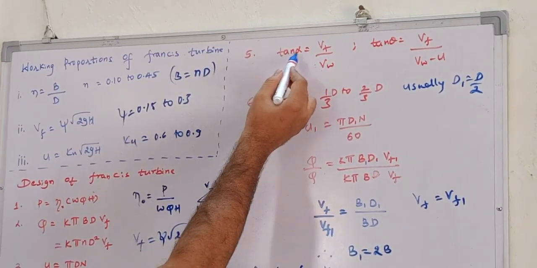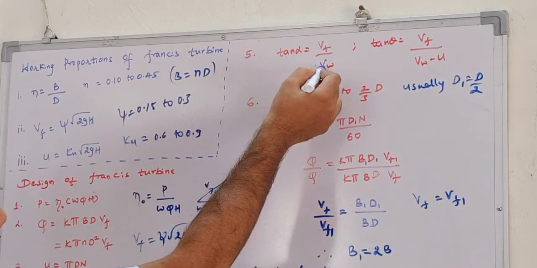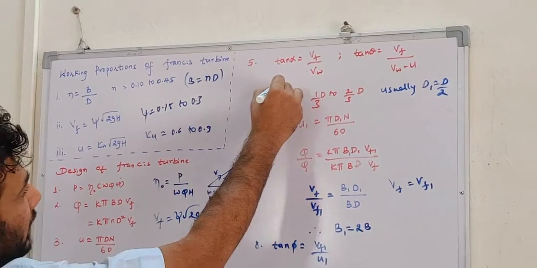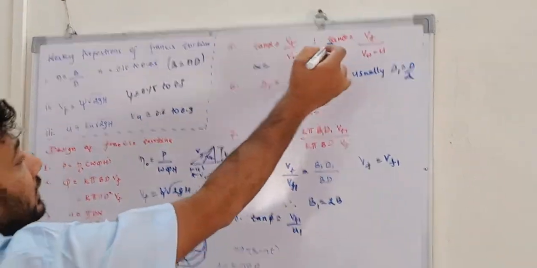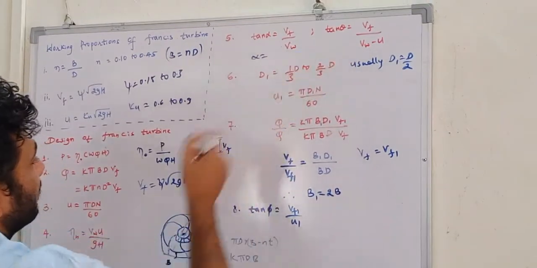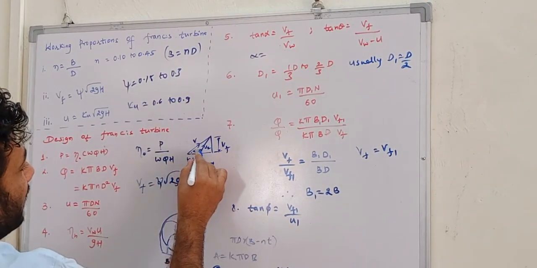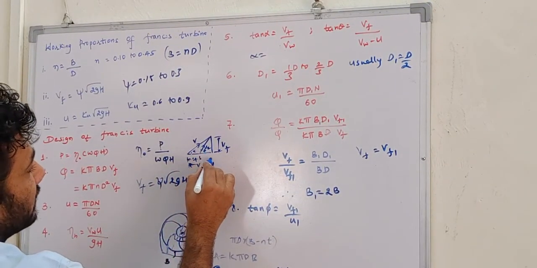So we can calculate how much tan of phi is. Tan of phi equals VF divided by Vw. Henceforth we can calculate how much alpha is. Now, tan of theta. So how do we calculate tan of theta? This is your alpha and this is your theta.